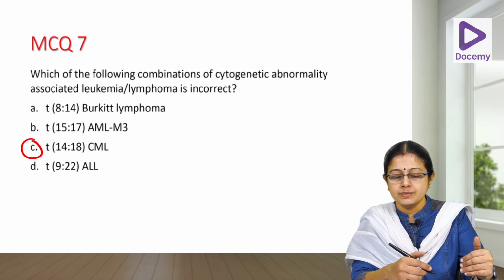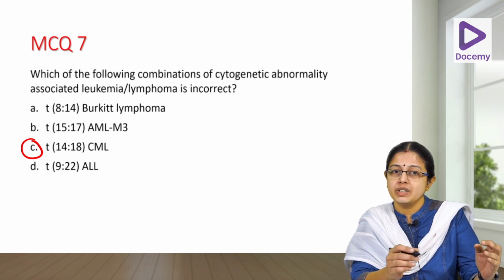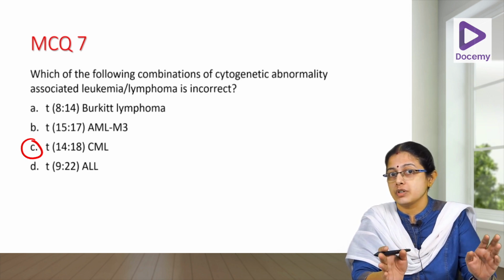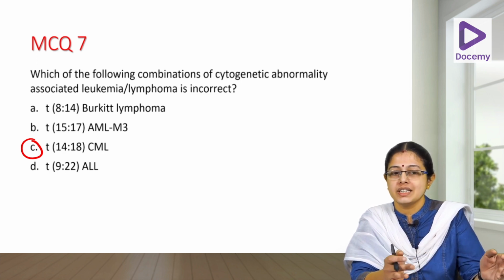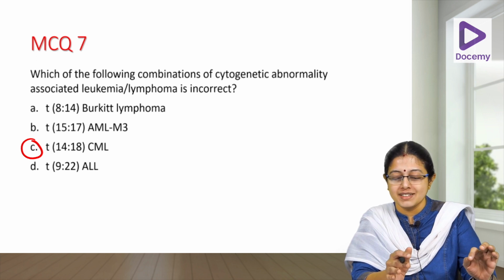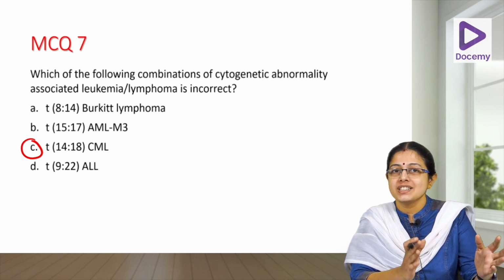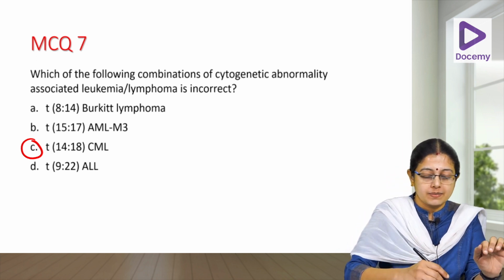Let us look at the last one. Translocation 9;22 in ALL. Yes, Ph positive ALL is possible. So 14;18 is unlikely. All the others match. So it is 14;18, which is actually seen in follicular lymphomas.